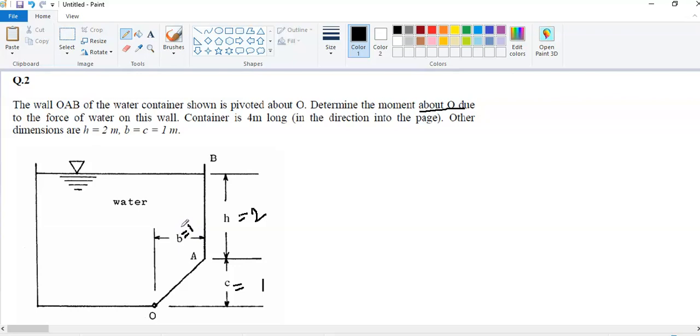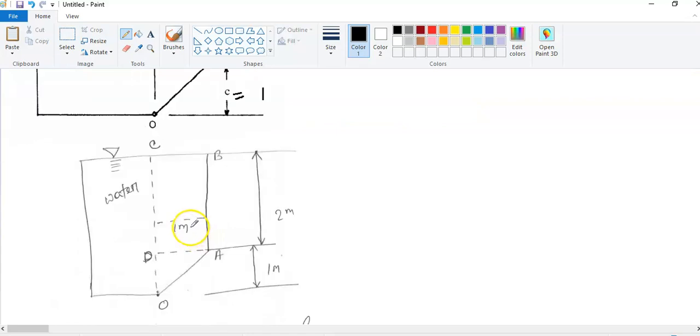So let me redraw this a little, and then it will help us to solve this question. So this is the wall OAB, and this distance is given, 2 meters, and this distance is given, 1 meter. I'm not joining this, so that it may not mislead you. So this distance is 1, this is 2, and this is 1.